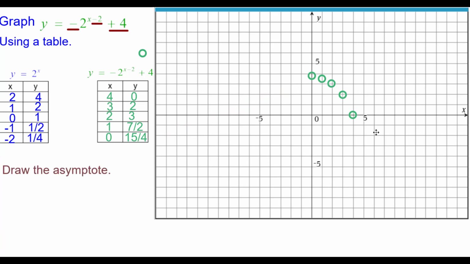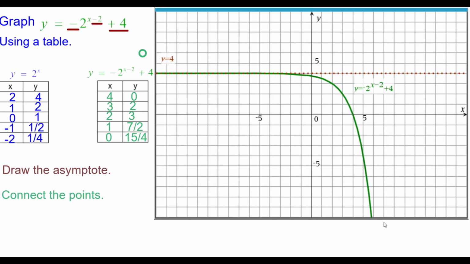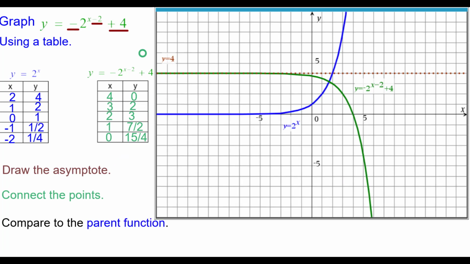We can go ahead and draw in an asymptote, the horizontal asymptote. Looks like it's going to be leveling off here at y equals 4. So we'll go ahead and draw that in. And then connecting the points, we get our easy chair look, except it's been reflected when we compare it to the parent function.